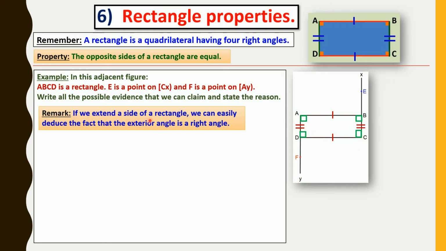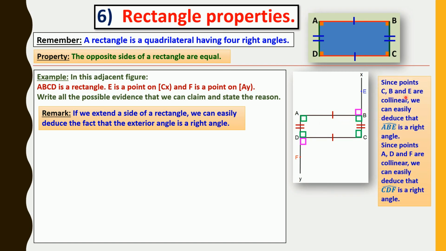Remark: if we extend a side of a rectangle, we can easily deduce the fact that the exterior angle is a right angle. Here, for example, if we extend the side CB, CX is the extension of CB, we can claim that ABX is in fact a right angle because here the points CB and E are collinear. Same for the side AD. If we extend it, the exterior angle here, we can claim that it's a right angle. So both exterior angles here are right angles.